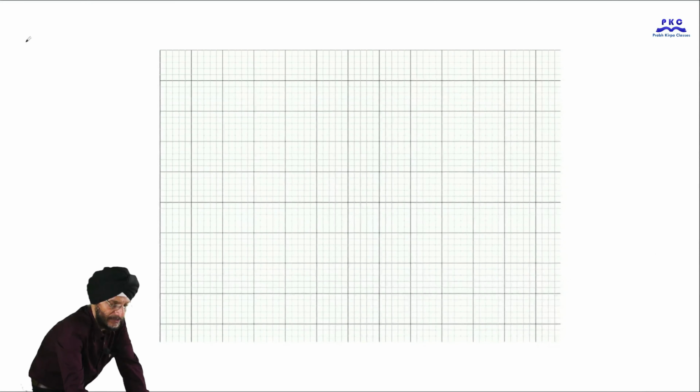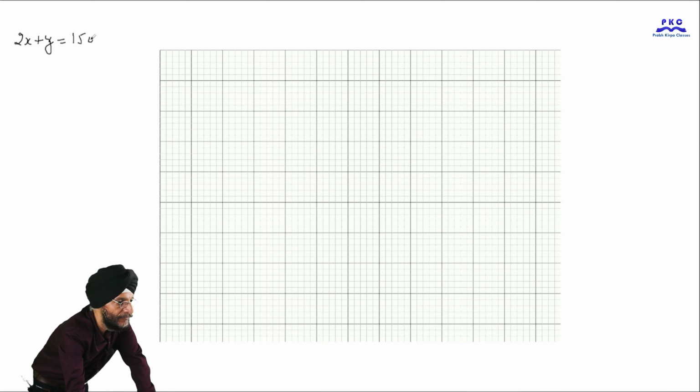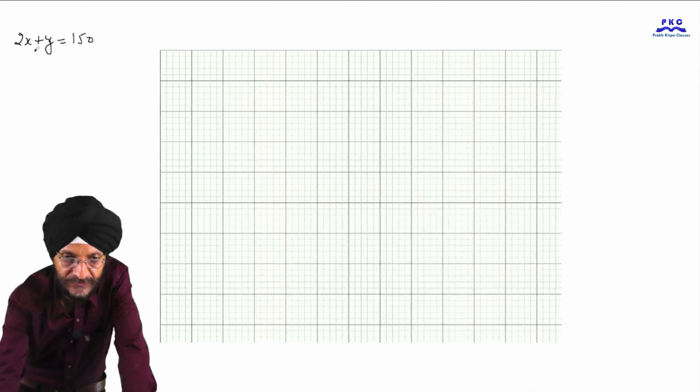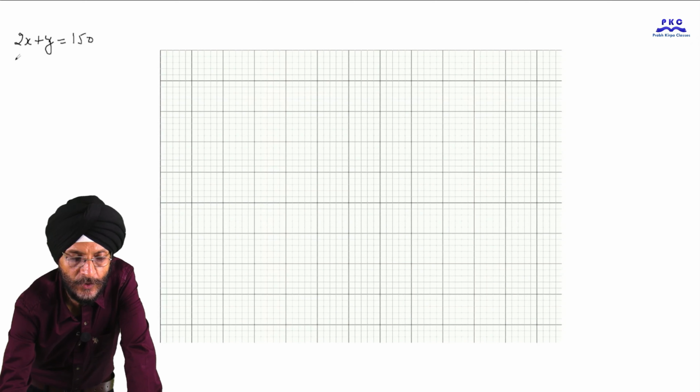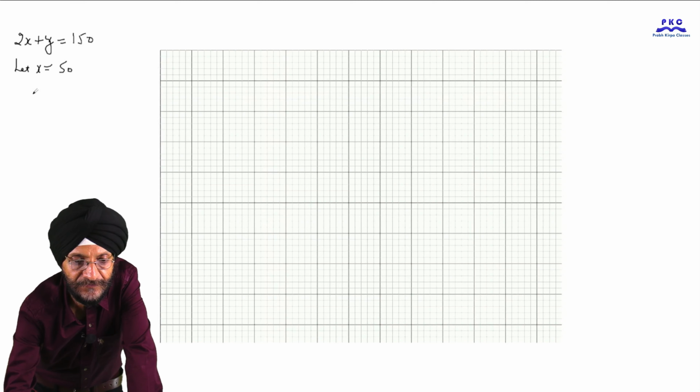So now what is the other situation which was given to us? 2x plus y is equal to 150, which we have calculated. Here we will also assume the values of x and y. So now first we assume the value of x. Let x be equal to 50. What will happen?